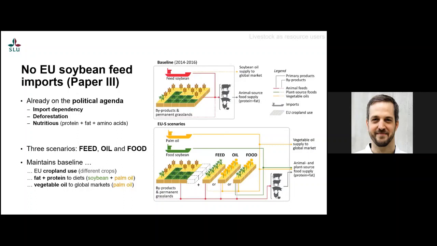The scenarios also maintain the supply of vegetable oil to global markets. And this is important because the majority of soybean that is fed to animals is fed in the form of soybean meal. And here we have extracted the oil from the meal, and the oil is traded on the global market for vegetable oils and used for food or bioenergy. So here we consider that this reduced production of soybean oil would need to be compensated for by increased production of palm oil, which is the currently marginal oil in global trade, and the most likely candidate to replace this.